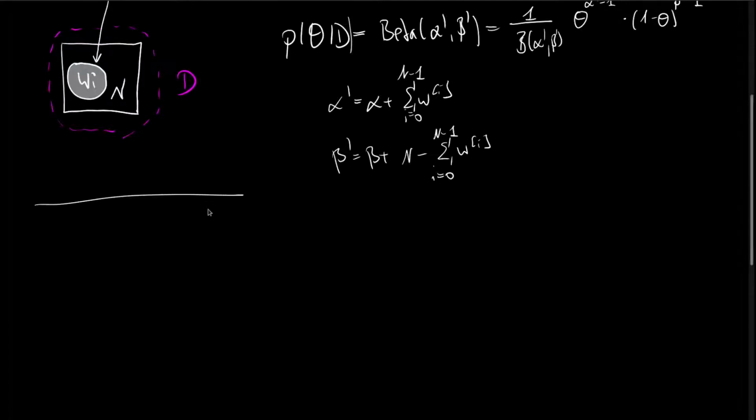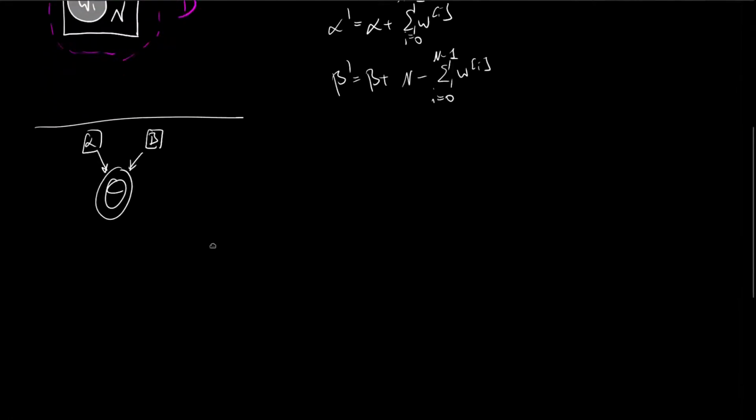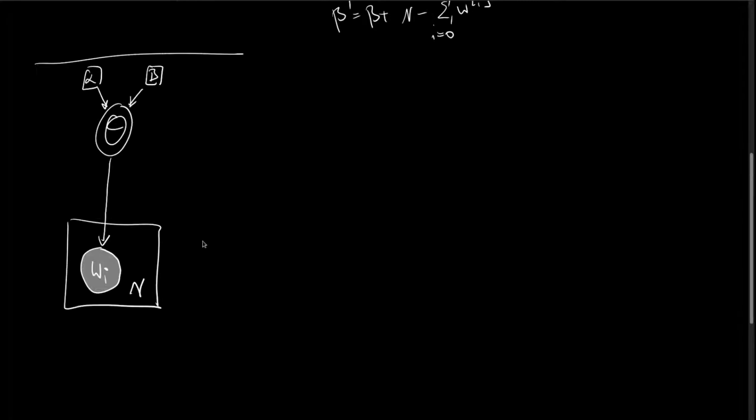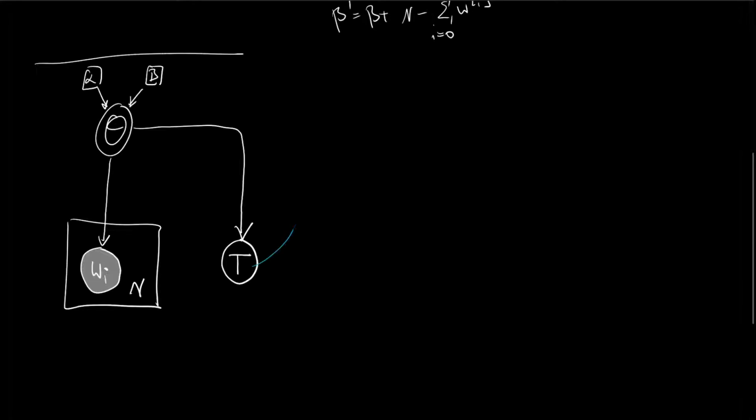For this, let us start with the graphical model, and I will take most of the parts from the original graphical model. Again, we have a latent theta parameter, which takes an alpha hyperparameter and a beta hyperparameter. This theta is affecting the w_i samples, so the weather that we observe. And we observe n samples, this is again our dataset. Now, different to before, we also have another random variable, t, and t is tomorrow's weather. We want to say something about tomorrow's weather.